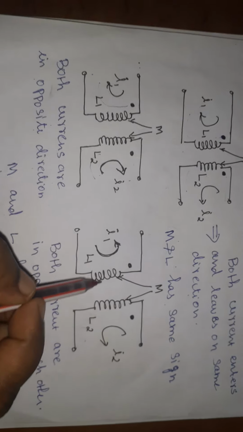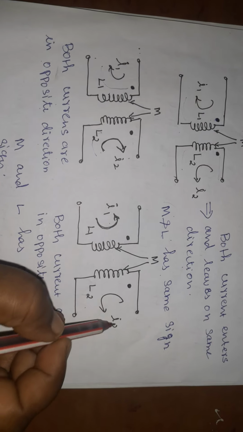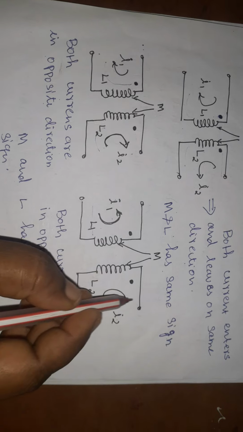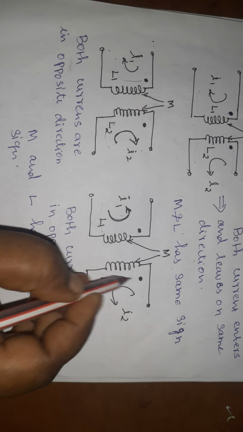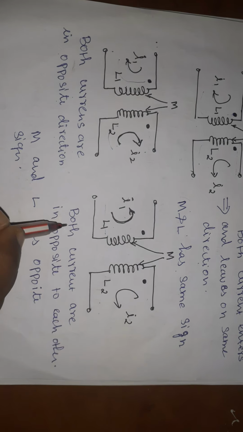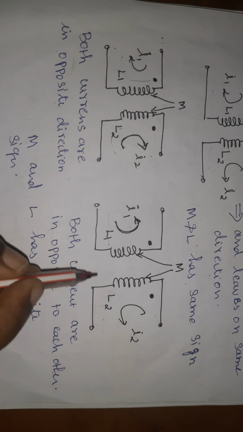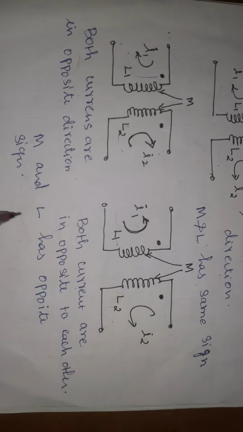Here, same, consider this coil 1 current and coil 2 current. In coil 1, the current enters the undotted point and leaves from the dotted point. Here it enters the dotted point and leaves from the undotted point. Here both currents are opposite to each other. Here also M and L have opposite sign.